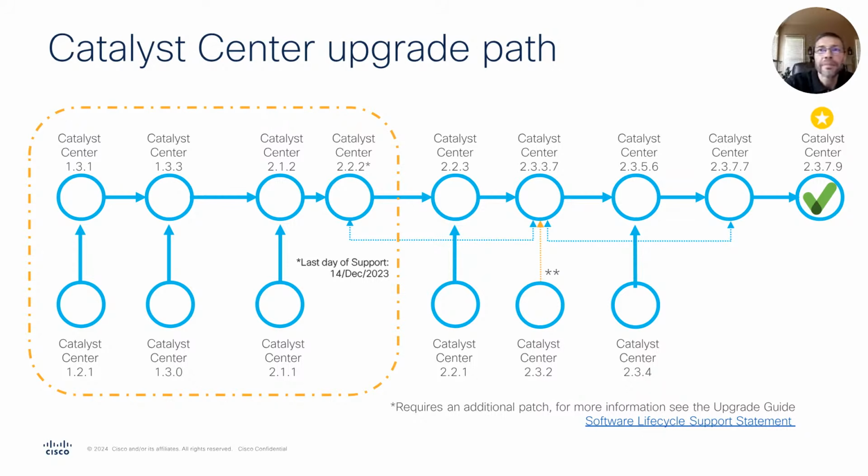If you're running an older version of Catalyst Center, you've got a multi-upgrade path that you'll have to go through. And as always, refer to the Catalyst Center software upgrade page on CCO and the upgrade guides for 2.3.7.9 on CCO as well.